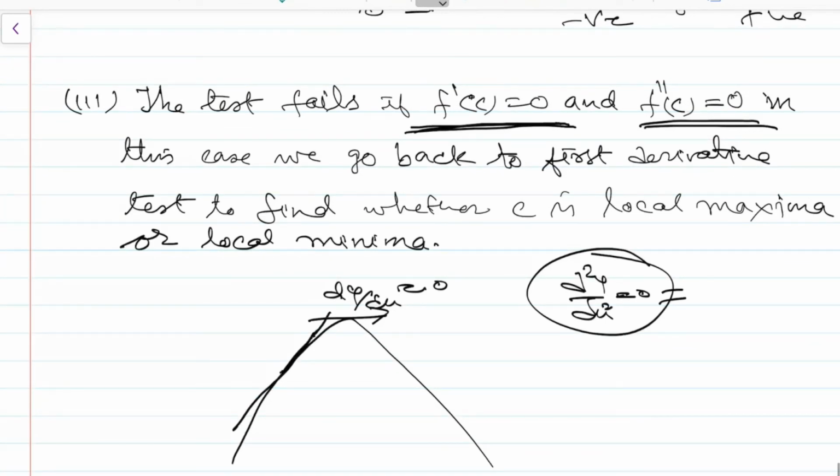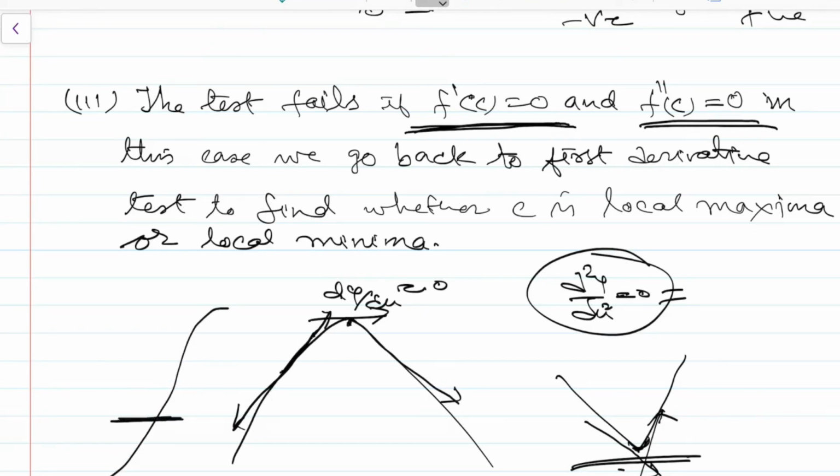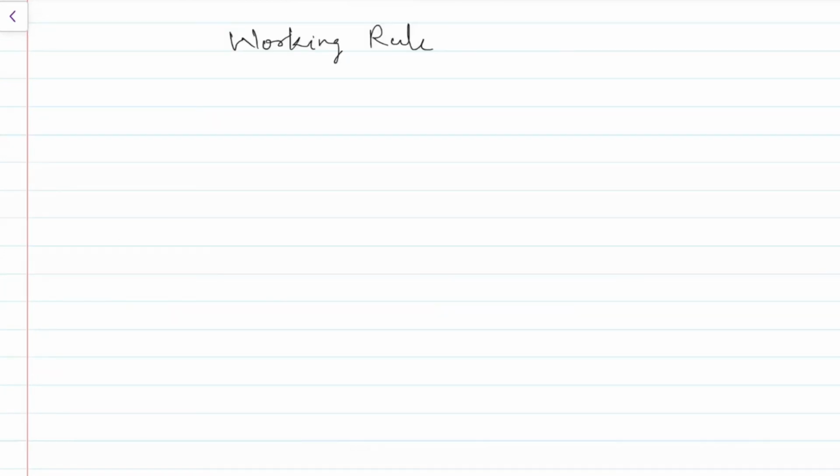We'll see if the first derivative is positive before this point and negative after this point. If this is the case, it means that it is local maxima. If the first derivative is negative before this point and positive after that point, it means that it is a local minima. If the first derivative does not change its sign, it means that this point is point of inflection. Now we'll see the working rule of finding maxima and minima of a function.